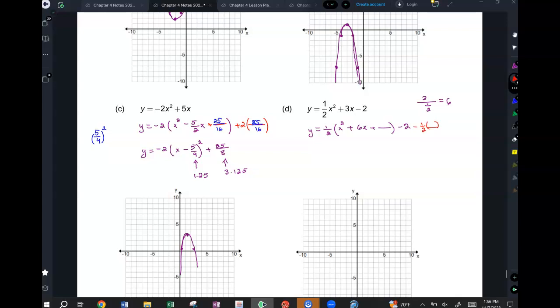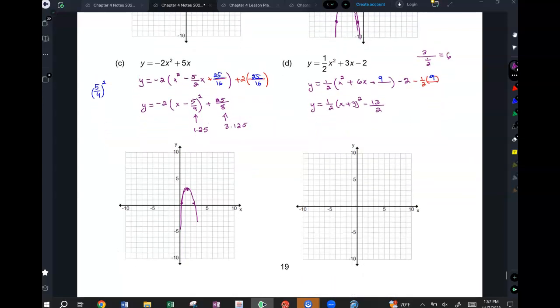Why did we do 2? Because we took out 1/2. Oh, it's not that you always do 2? No, it's just that I've just been always doing 2, whatever the number. Because then it gets too. Okay, so what's the number that goes there? 9. So this is y equals 1/2 x plus 3 squared minus 2 minus 9 over 2 is minus 13 over 2, and that's that.